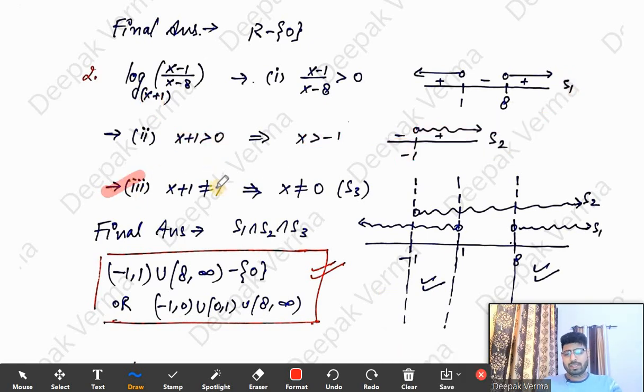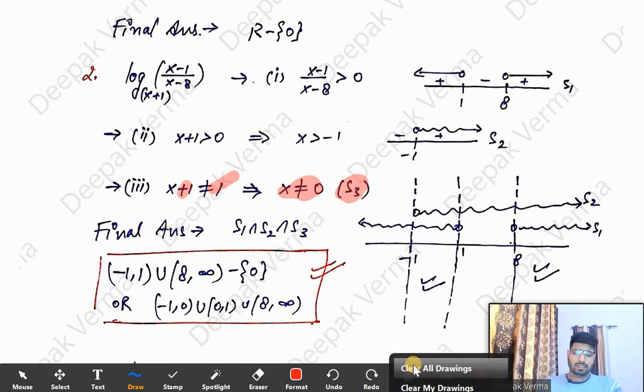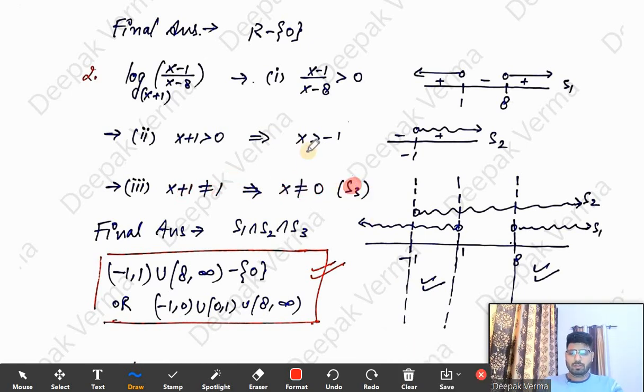Third condition: base should not be equal to 1. That is x plus 1 should not be equal to 1, which means 1 cancels out. x should not be equal to 0. Let's suppose this solution is S3. Then the final solution will be the intersection of the first condition, second condition, and third condition, that is S1 intersection S2 intersection S3.